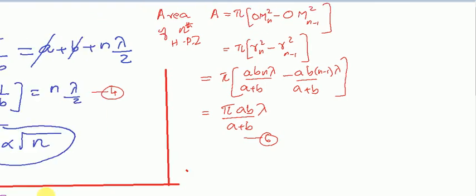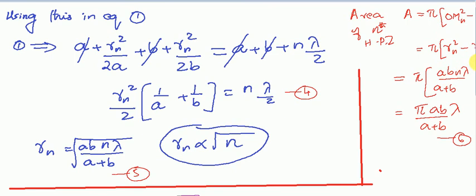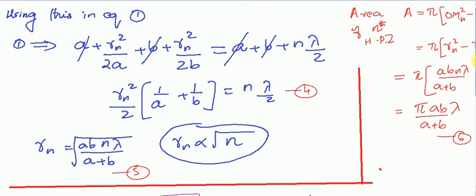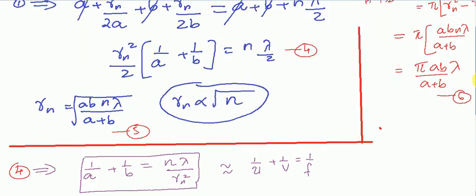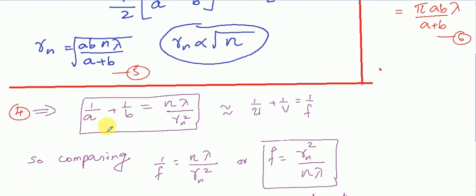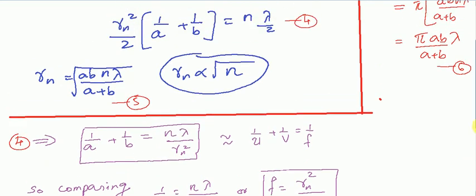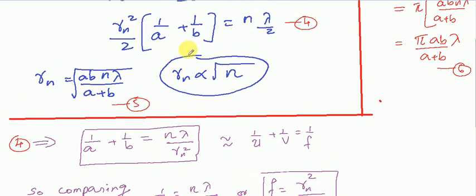Now let us consider equation 4 once again. Equation number 4 is Rn square by 2 times 1 by a plus 1 by b equal to n lambda divided by 2. Rearranging, the 2 can cancel, and Rn square can be taken to the other side. So we get 1 by a plus 1 by b equal to n lambda divided by Rn square.